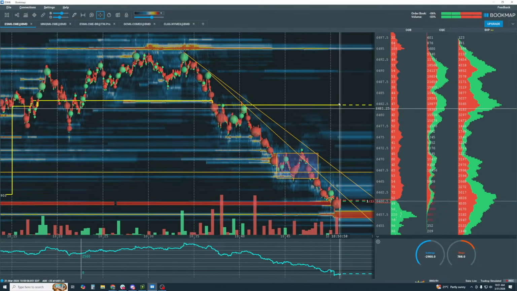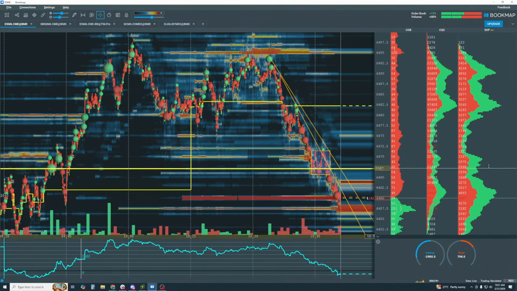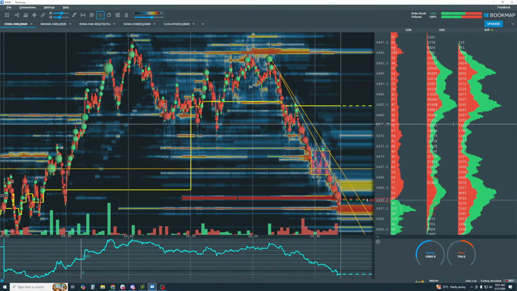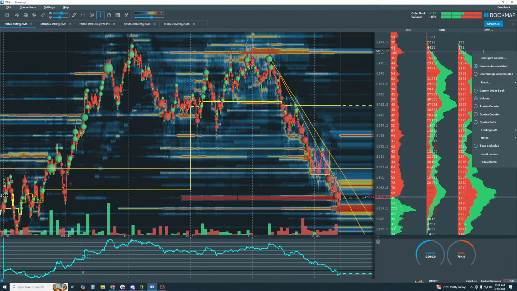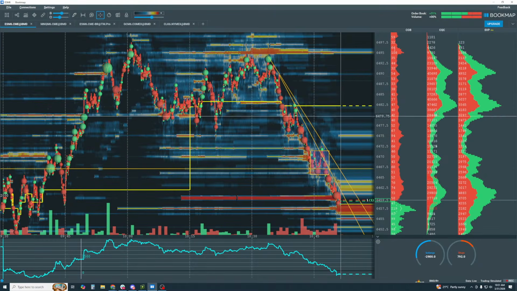All right, guys, so we've traded back down to that previous point of control, which is probably the point of control now. Confirm that. No, not yet. It'll probably come down pretty soon, though.